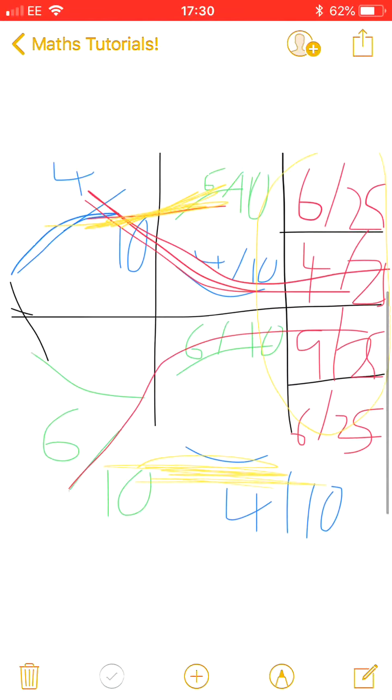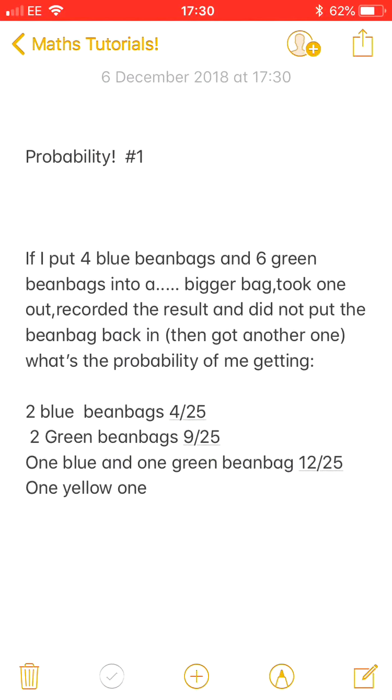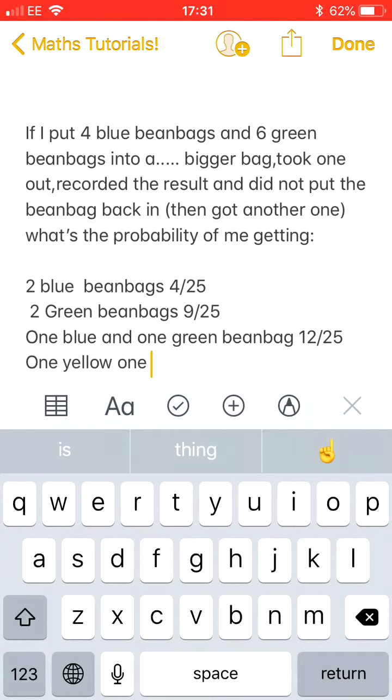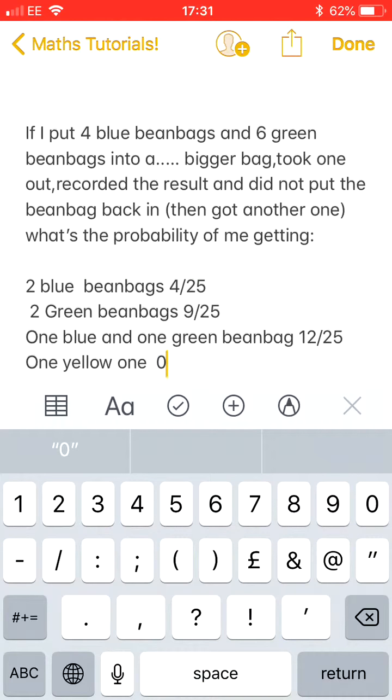And the chances of getting a yellow one. Well, there's not even a yellow beanbag to start off with, so you can just write 0. In an exam, 0 would be accepted, although if you felt like you had to, you could write 0 out of 25.